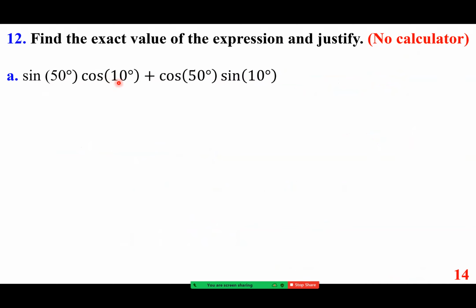Sine 50 cosine 10 plus cosine 50 sine 10. This looks like sine of alpha plus beta. Sine alpha plus beta is sine alpha cosine beta plus cosine alpha sine beta. So this is sine of 50 plus 10, which is sine of 60, and that's square root of 3 over 2.